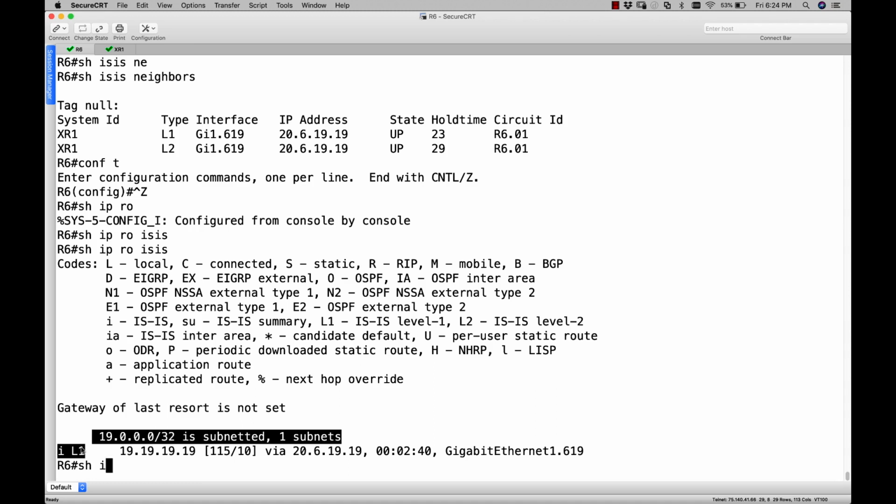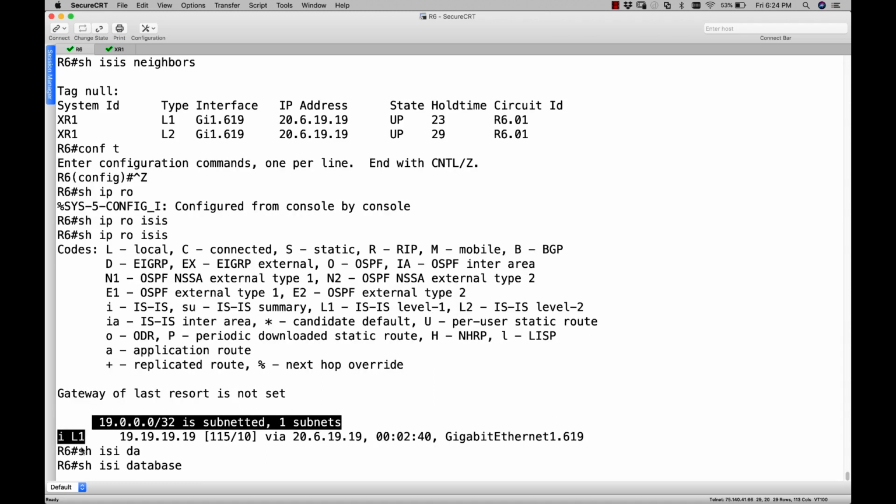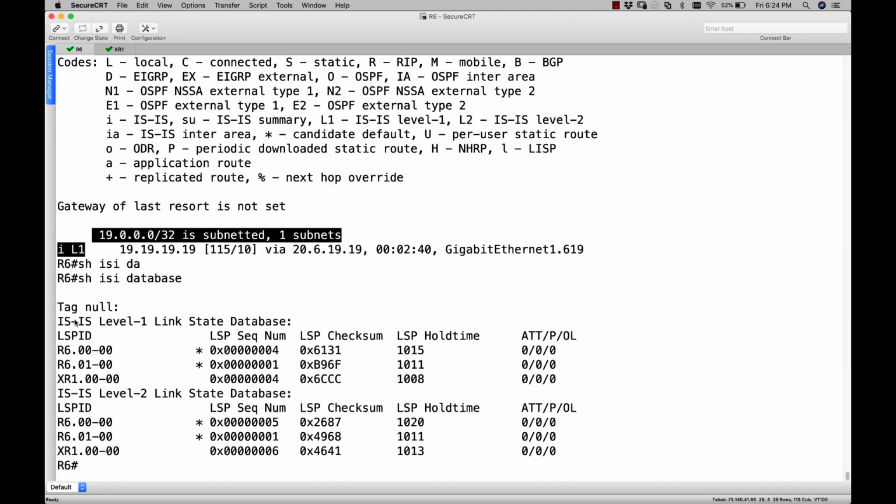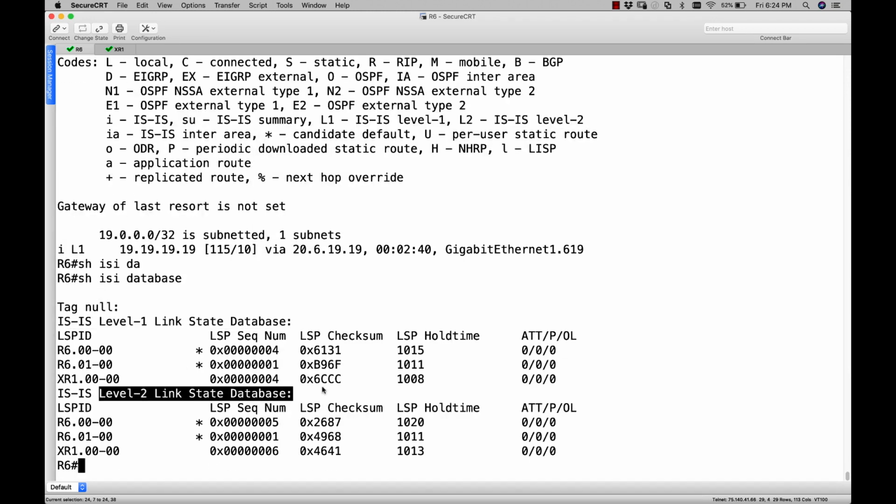If I do a show ISIS database, you would see two separate databases, one for L1, one for L2. So here you can see that I have an L1 database, I have an L2 database. And here is where you can see that there are two LSPs. I have an LSP from router 6 and another LSP from the pseudo node, and the ID is 01, which means R6 is my DR, which is called a DIS. R6 is going to be the DIS on that broadcast segment between R6 and XR1.